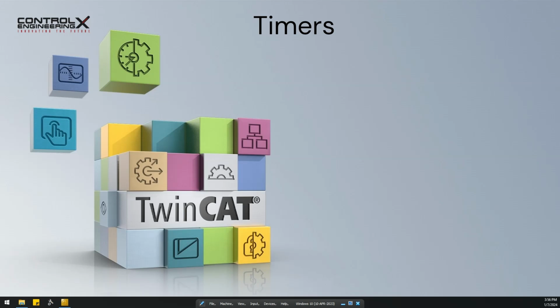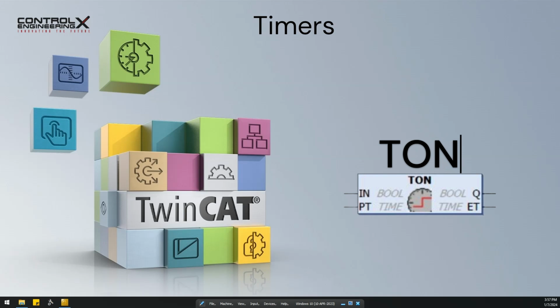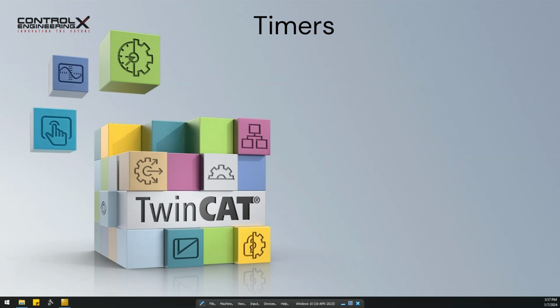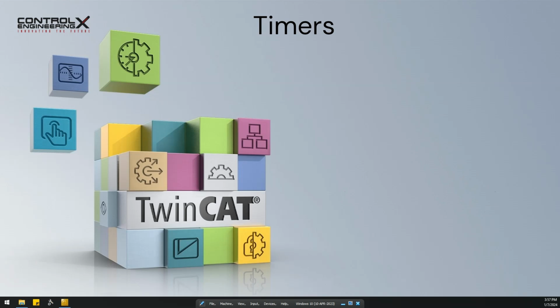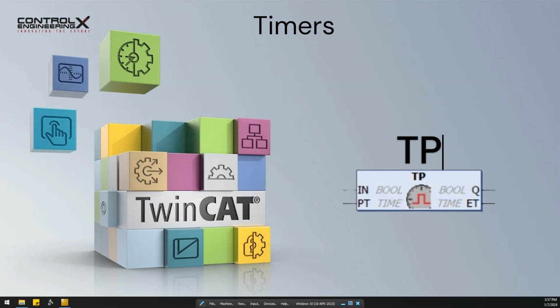The first of the three timers we will be looking at is the T-on timer. Simply put, it allows an output to be turned on after a delay. Next one is the T-off timer. This allows an output to be turned off after a delay. And lastly, there is a TP or pulse timer. This generates a pulse of specific length.